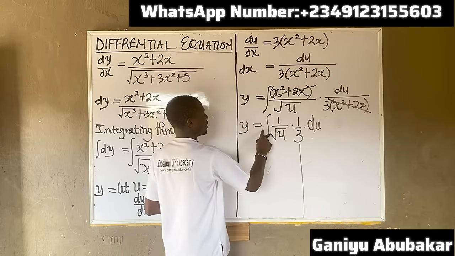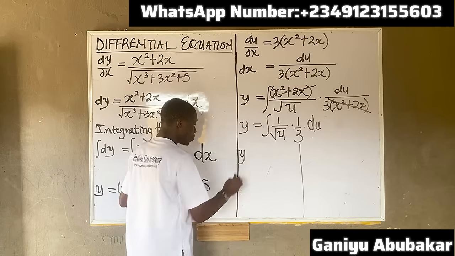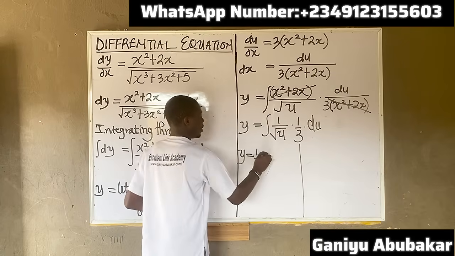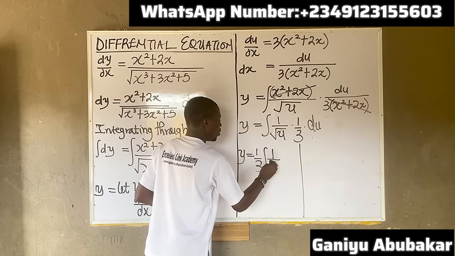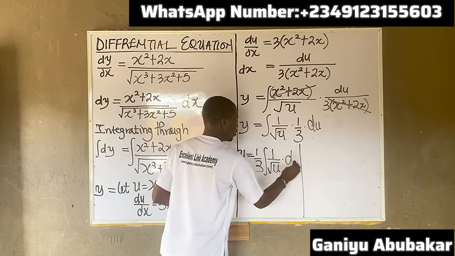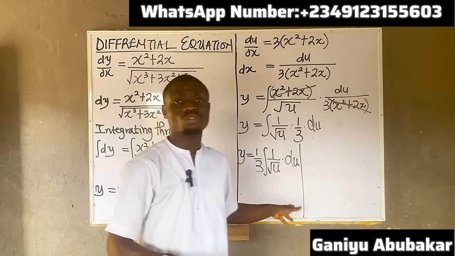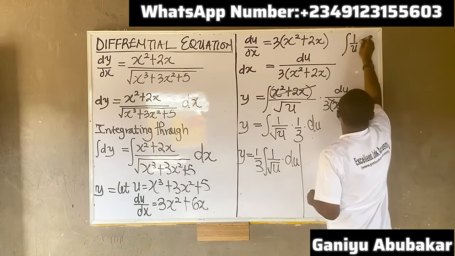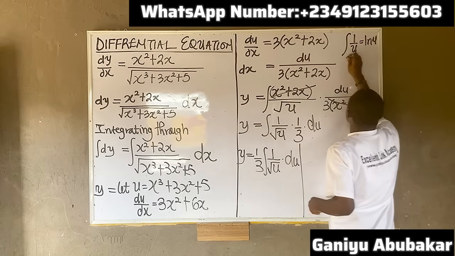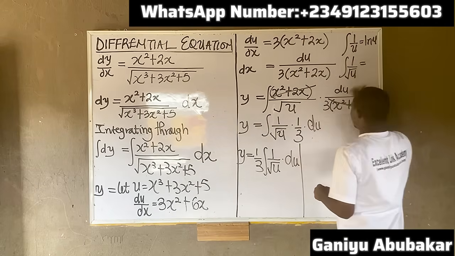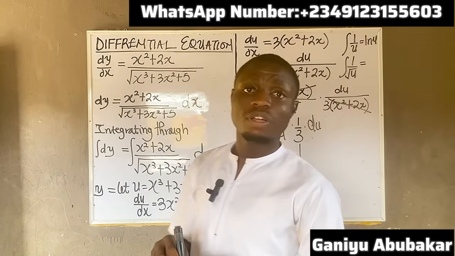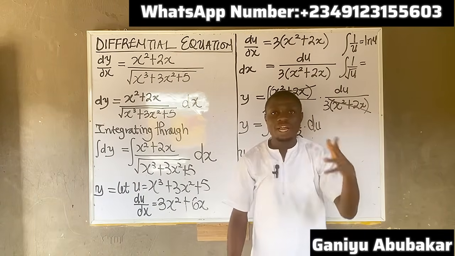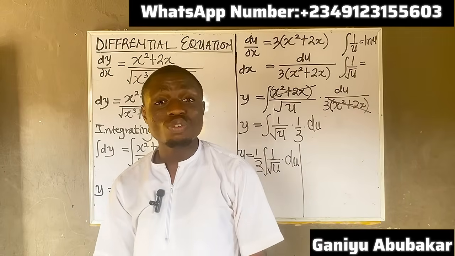From here, I bring out this 1/3 outside the integral sign. That gives you y is equal to 1/3, a constant term, outside the integral sign, then the integral of 1 over root u du. If I want to integrate 1 over root u, what do you have as the answer? If I integrate 1 over u, that gives you ln u. If I integrate 1 over root u, what will I have? Is it ln root u?